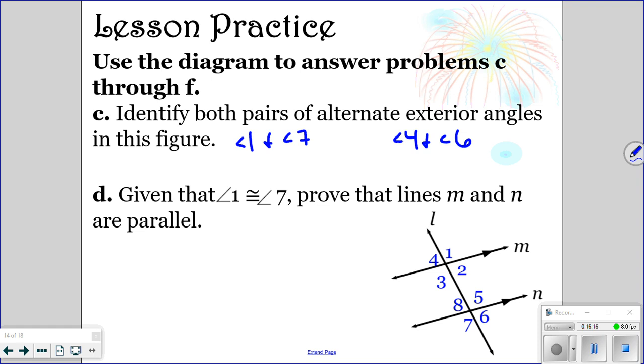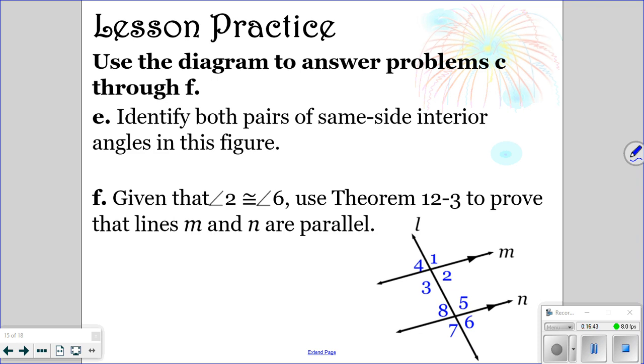So given that angle 1 and 7 are congruent, we want to prove our lines are parallel. So if these two are congruent, then we have congruent alternate exterior angles. And we can use theorem 12.2 to prove that lines M and N are parallel. So that one's not a terribly difficult one because I told you that your angles are congruent.